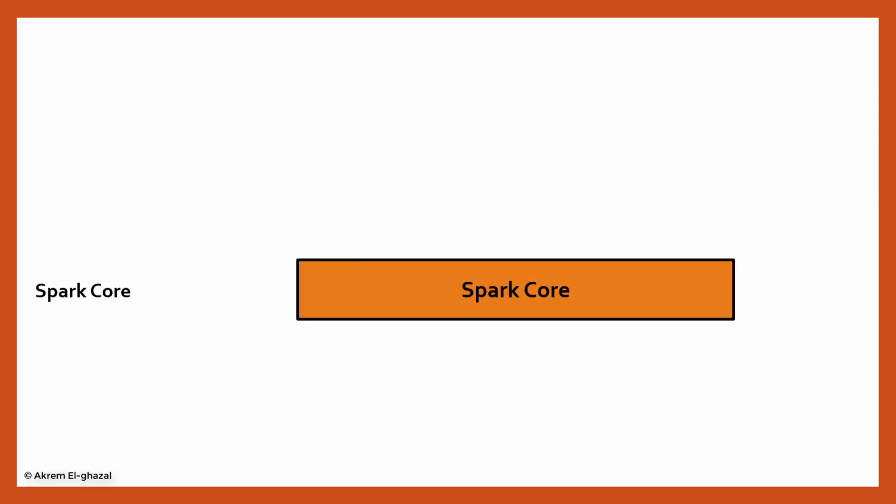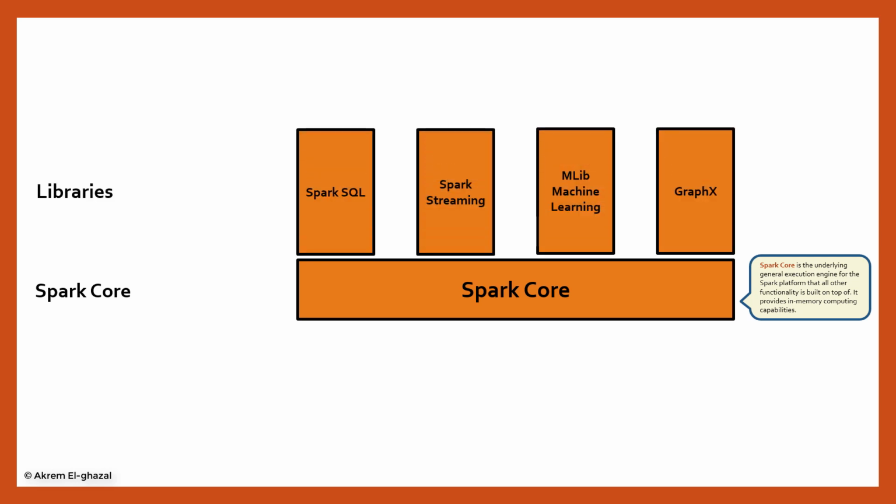Apache Spark consists of several components, the main component called Spark Core. This is the underlying execution engine for Spark, and it provides in-memory computing capabilities. I'm not going to go into details for each subcomponent because I will deep dive into each component in another video. On top of the Spark Core, there are several libraries that are built in Spark. These libraries are Spark SQL, Spark Streaming, MLlib or the machine learning library, and GraphX.